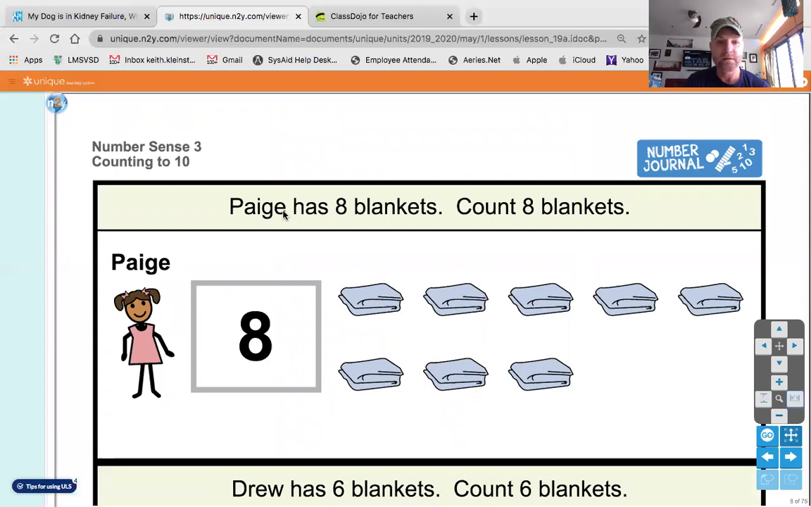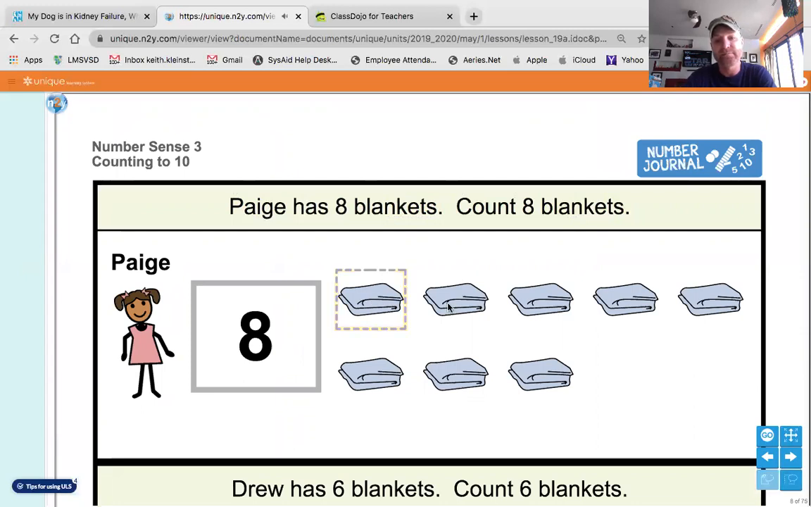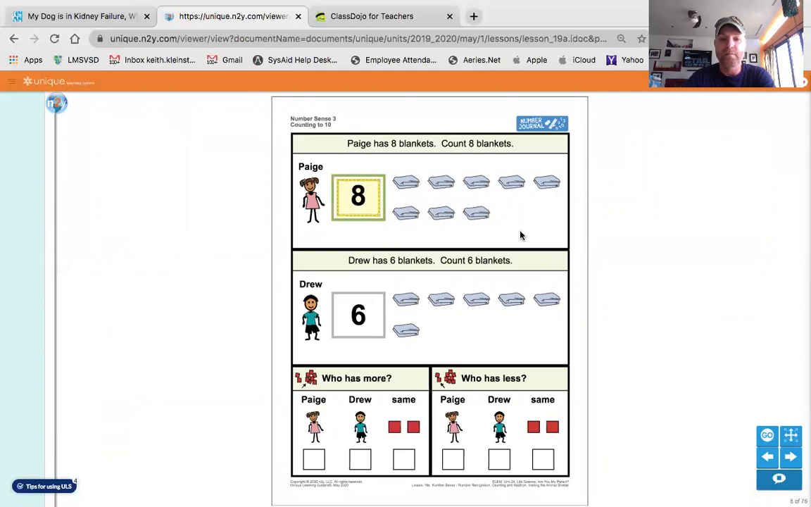Okay, look at this. Paige has 8 blankets. Count 8 blankets. Let's count. We can be pointing to them as I highlight. 1, 2, 3, 4, 5, 6, 7, 8. Okay, there it is. Let's match it. Where's 8? 8. Perfect.